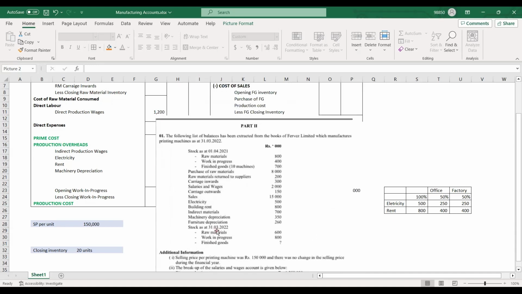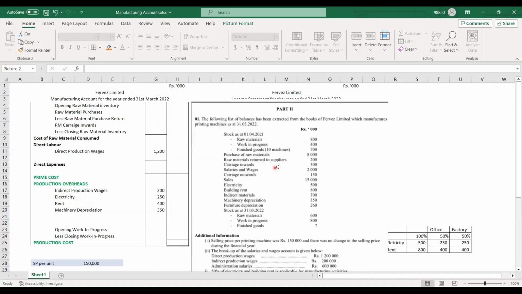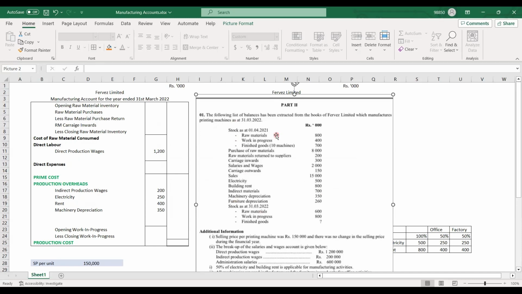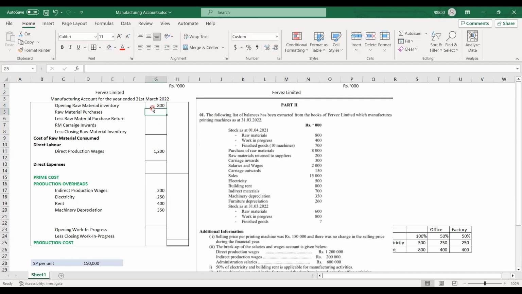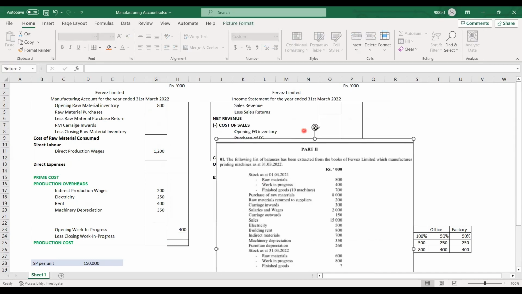Then we can move on to filling the rest of the information in. Whatever is given here that we didn't use, you can now write it down. So opening inventory is 800. Opening work in progress. Always opening balances or opening inventories, doesn't matter if it's raw material or work in progress or finished goods, you always plus, and closing you always minus. Here it's 400. Finished goods, 10 machines, is 700.